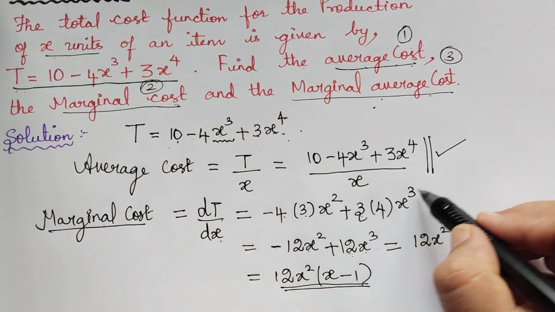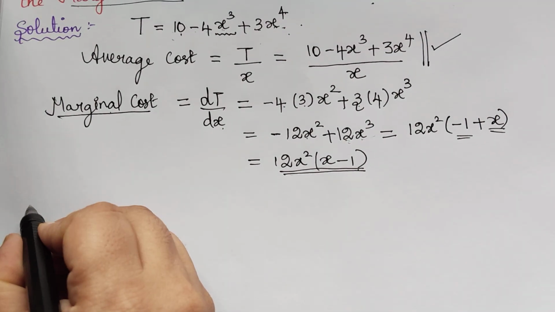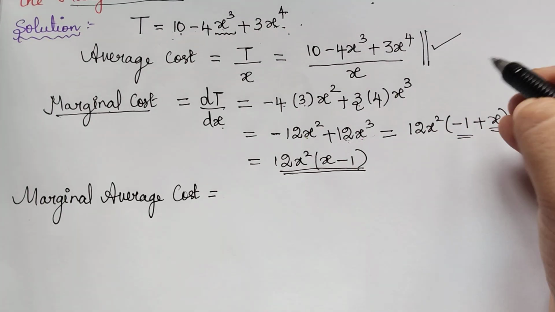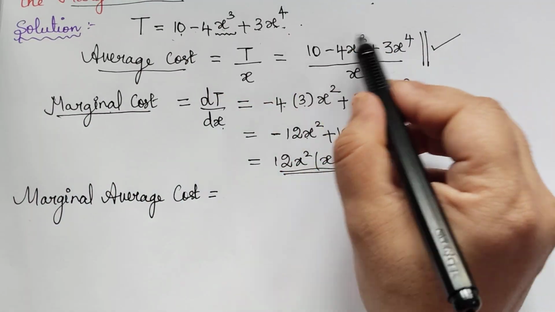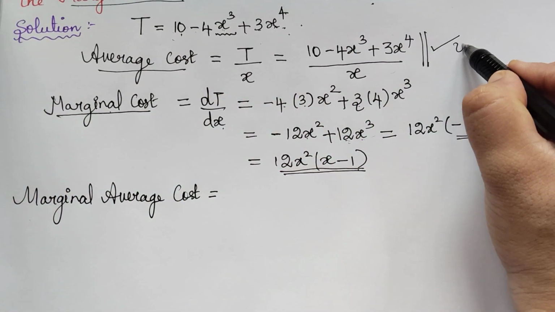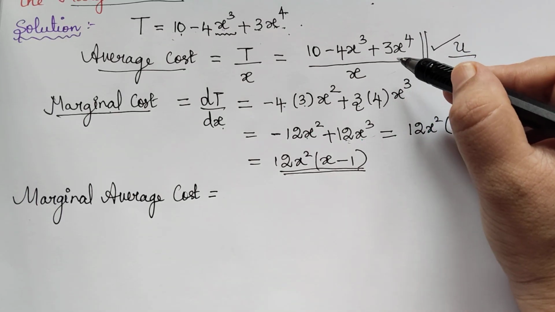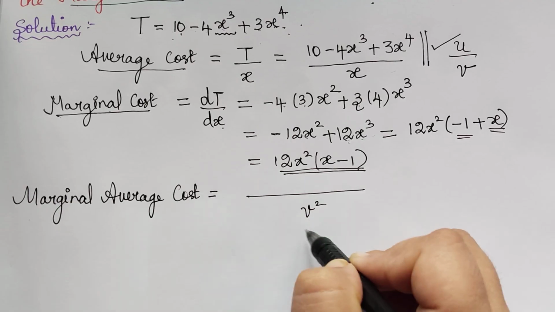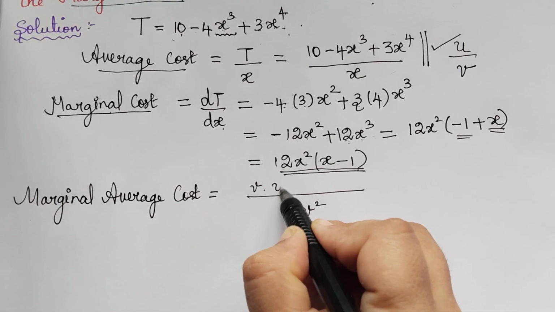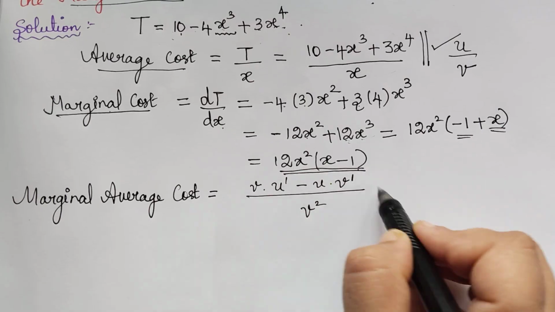So if we differentiate this function, we will be obtaining the marginal average cost. So that will be equal to the differentiation of the average cost. So this is the average cost. Now here we have to use the u by v method in order to differentiate this. And what is the formula? We know that it is v squared in the denominator, and v multiplied with u dash minus u multiplied with v dash. So this is the formula.